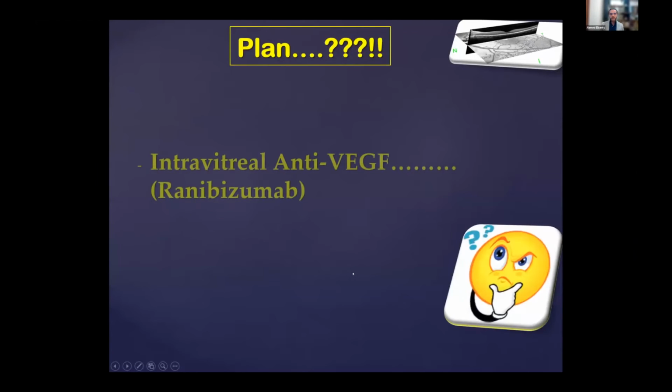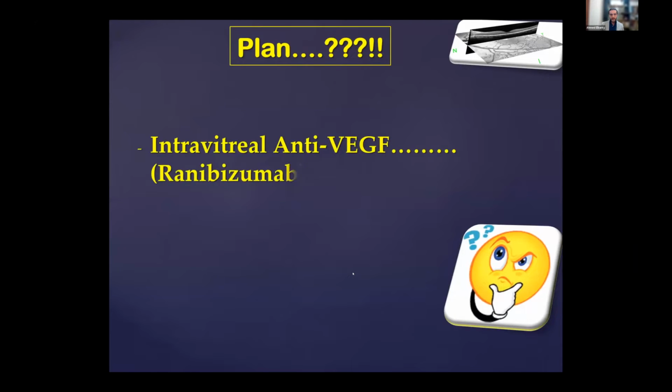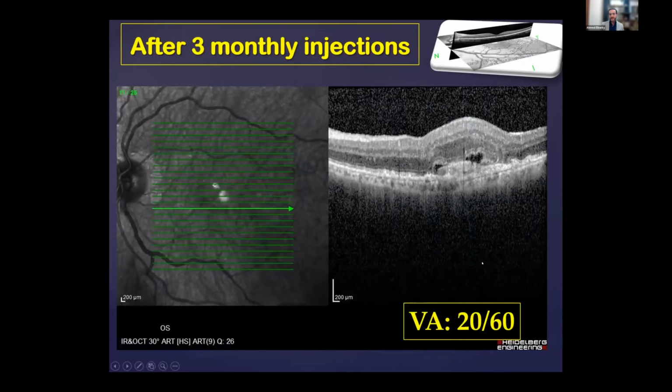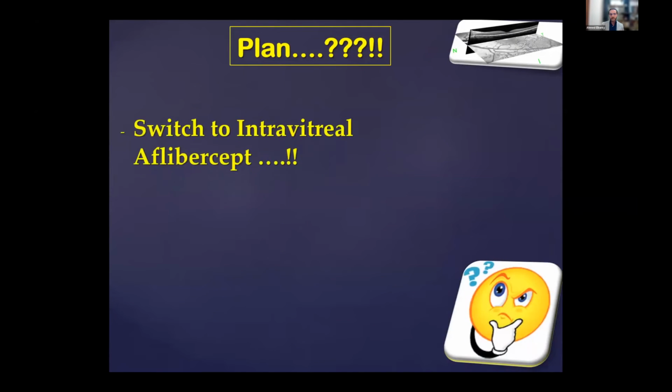So we start with him with Ranibizumab, and after 3 monthly injections, you can see here vision is still the same, and edema a bit less, but there is still some edema there, and it's starting to form this subretinal hyperreflective material. And after 3 monthly injections, this was the result. So I decided to switch to another anti-VEGF, aflibercept.